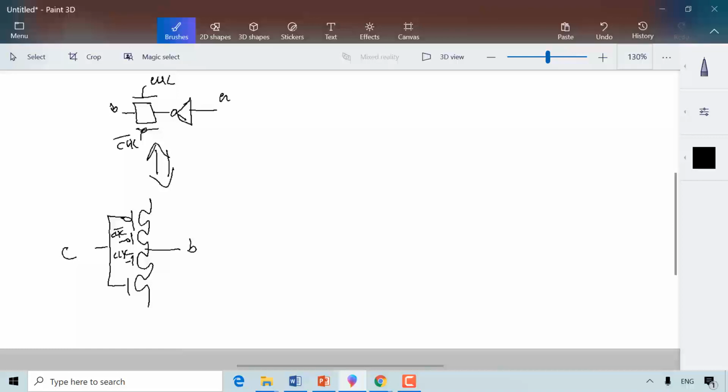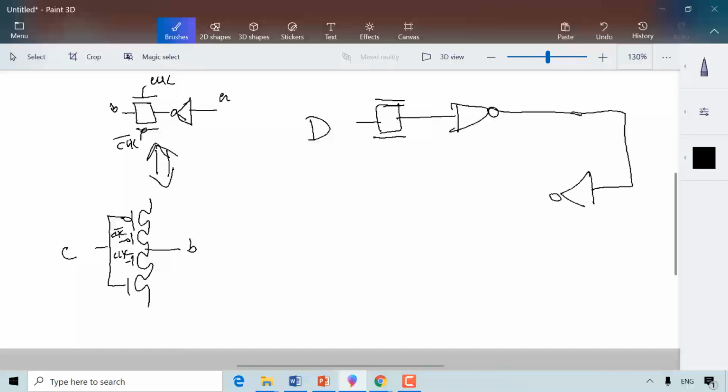So these two are equivalent in terms of functionality, and therefore I can draw the latch in a different way. Let's see how. What I did last time, I said I can draw the latch as such: D, transmission gate, inverter, and then another inverter, and another transmission gate.